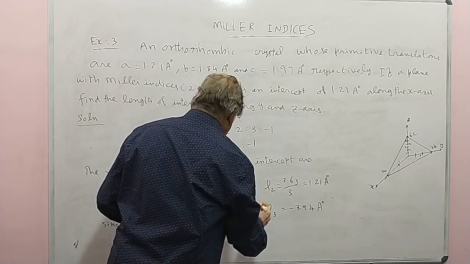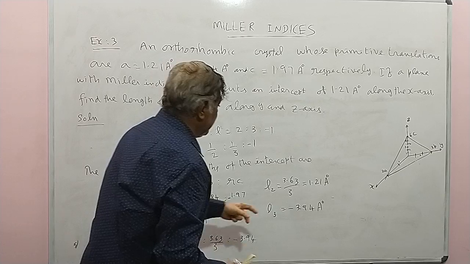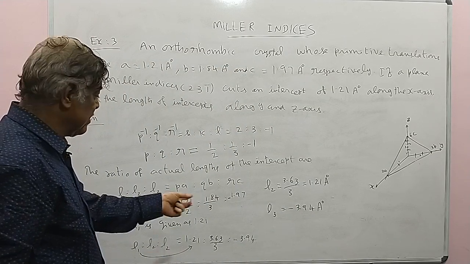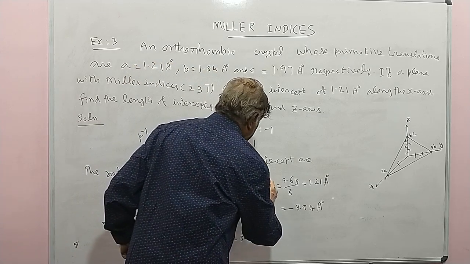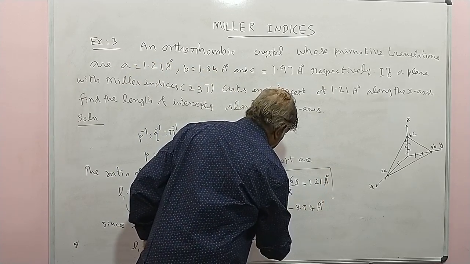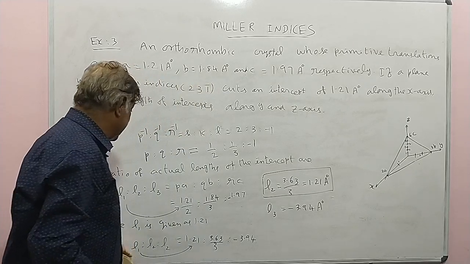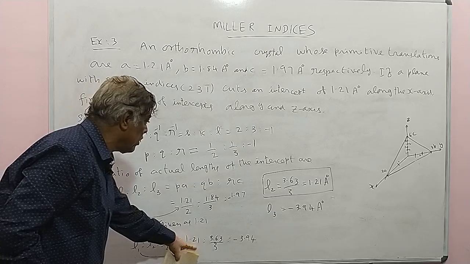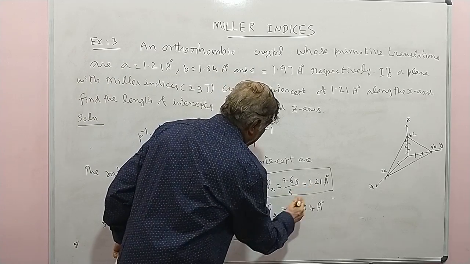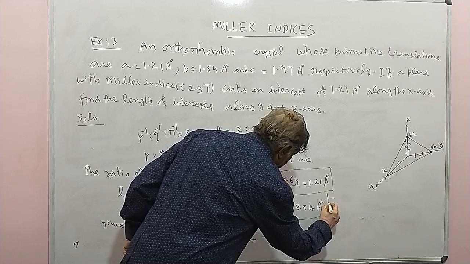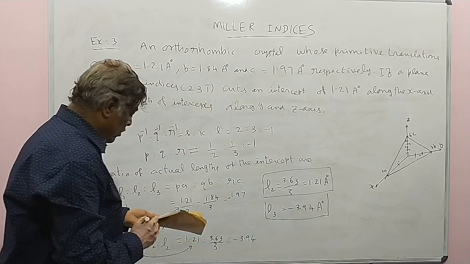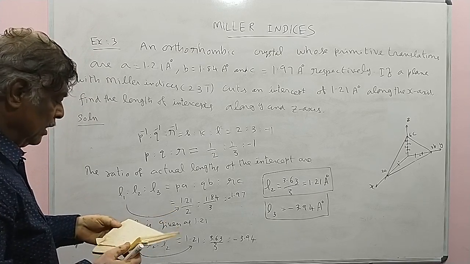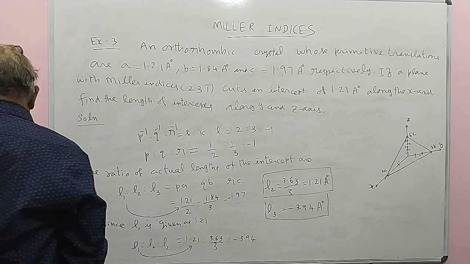So this is the result. This minus indicates that it cuts on the opposite axis, the minus z axis. So if L1 is given, the intercept of the plane when it cuts along the x-axis is 1.21 angstrom unit, then L2 will be 1.21 and L3 will be minus 3.94. So this problem can be done in the reverse order. Then let us take one more problem.